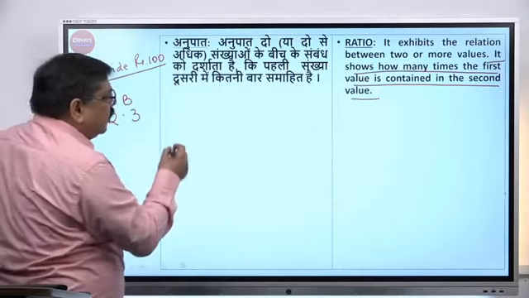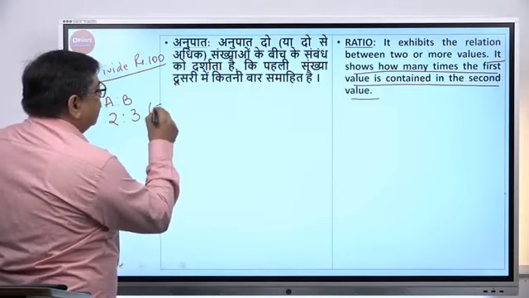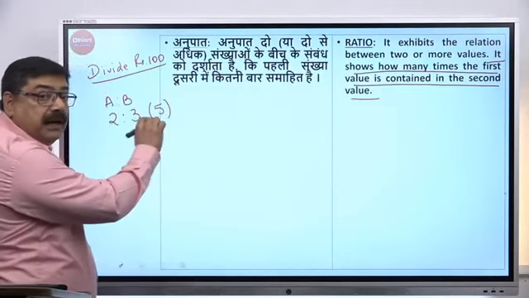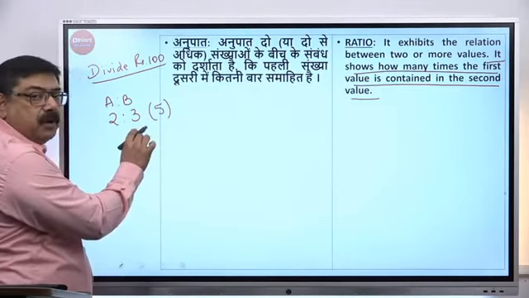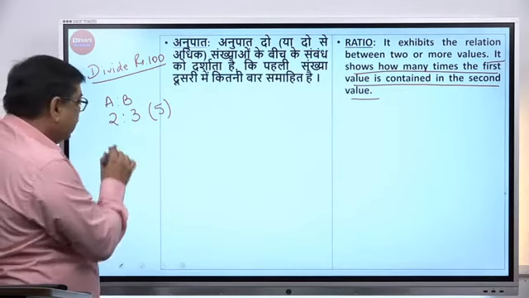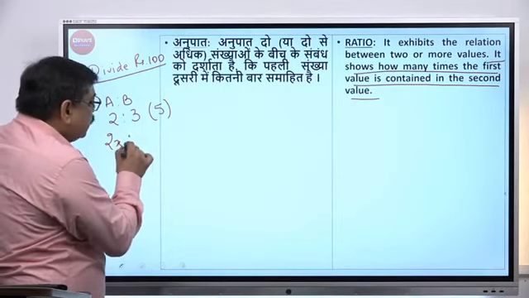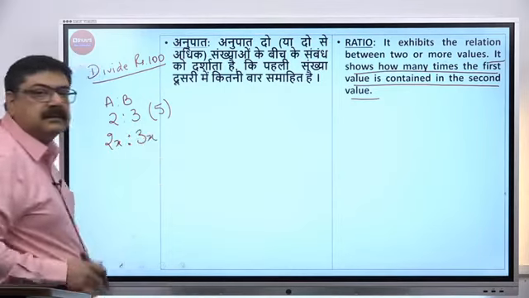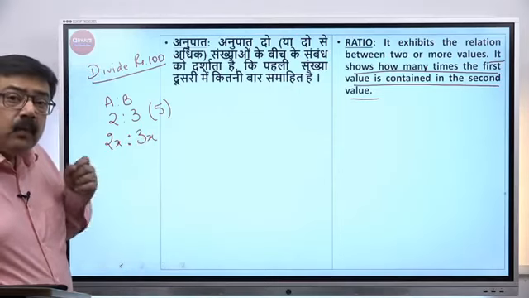तो ज्यादातर लोग क्या करते हैं कि you take the total ratio points. Now this is not the exact amount. It is not 2 rupees and 3 rupees. Basically, it is 2x and 3x. Now, what is x here?